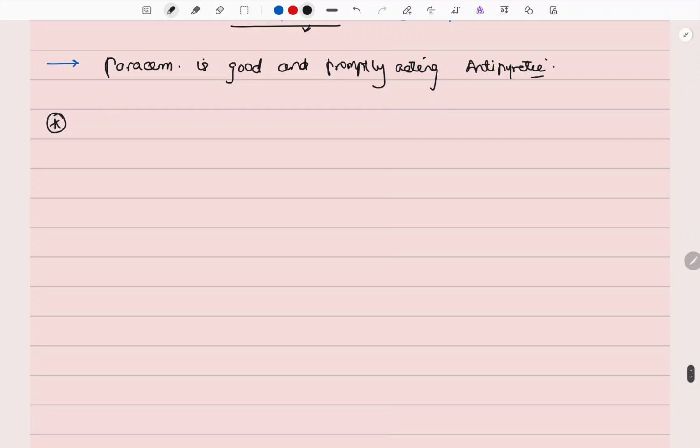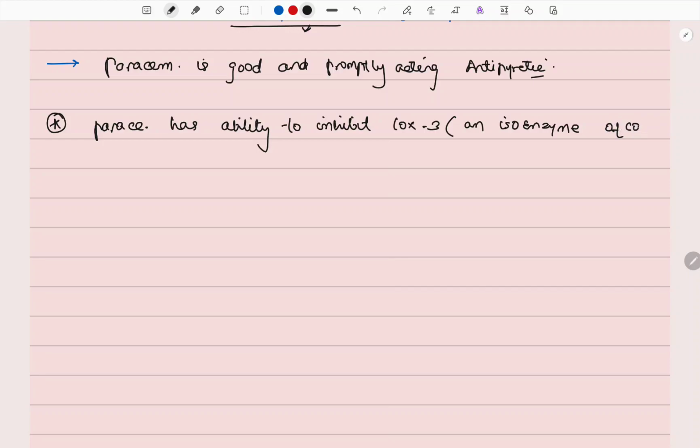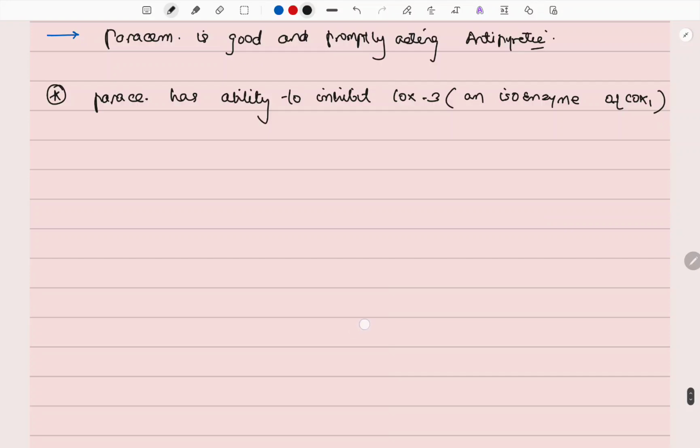After that, paracetamol has the ability to inhibit COX-3, that is an isoenzyme of COX-1, or you can say the splice variant of COX-1. This ability to inhibit COX-3 accounts for the analgesic and antipyretic action.